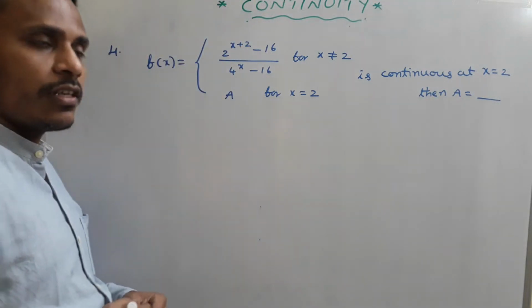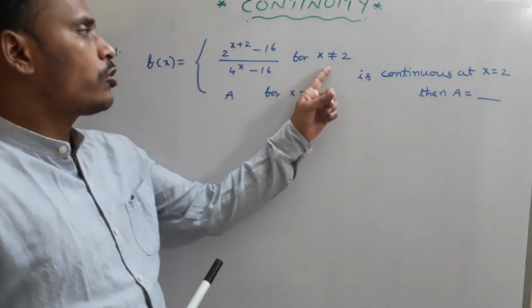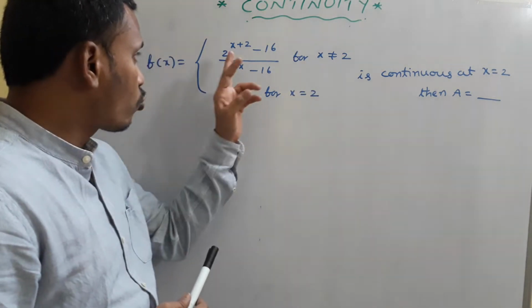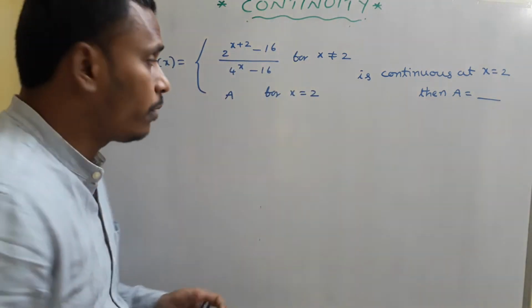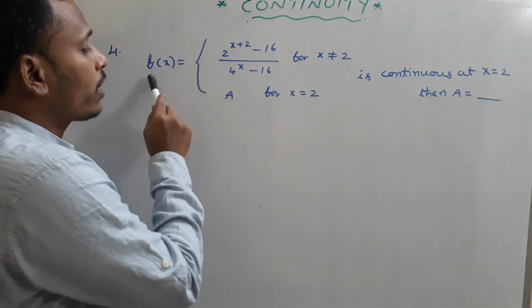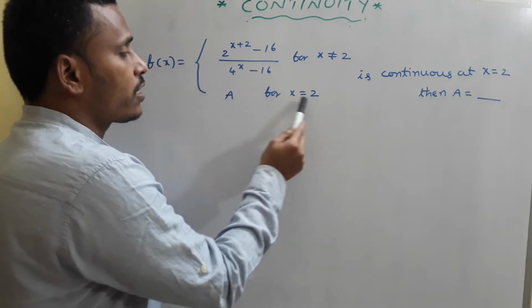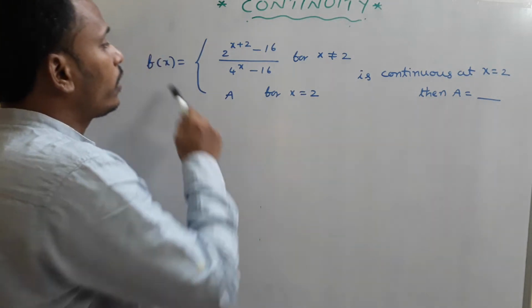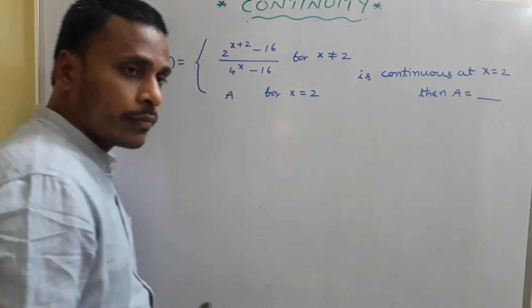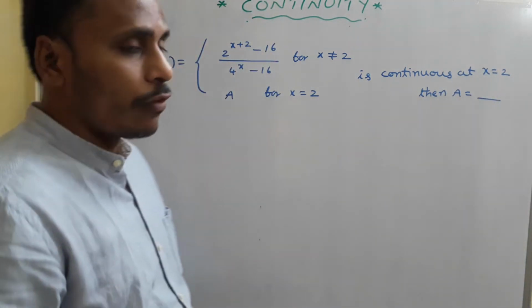Here f of x is given for non-zero value for x not equal to 2 as (2^(x+2) - 16)/(4^x - 16), and the functional value is a at x equals 2. This function is continuous at x equals 2. Then we need to find the value of a.